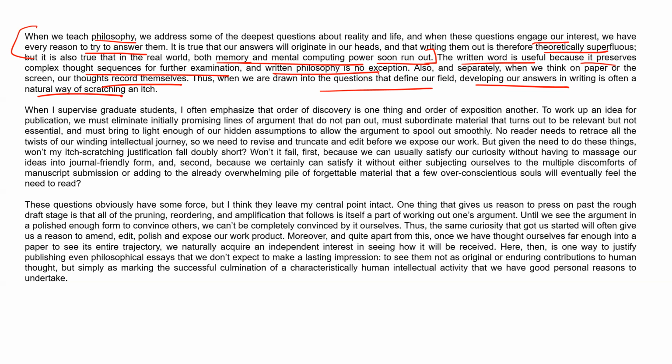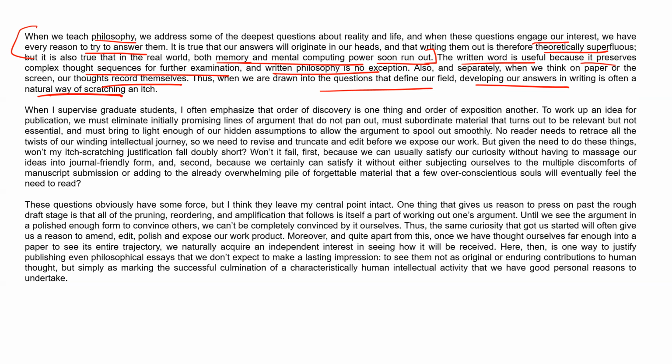And so, when we think on paper, that means while thinking we keep writing, then our thoughts are recording themselves. And when we are drawn into those questions, developing our answers in writing is like a natural way of scratching an itch. So what is coming into our mind is like an itch. So when we write, that means we are scratching the itch.